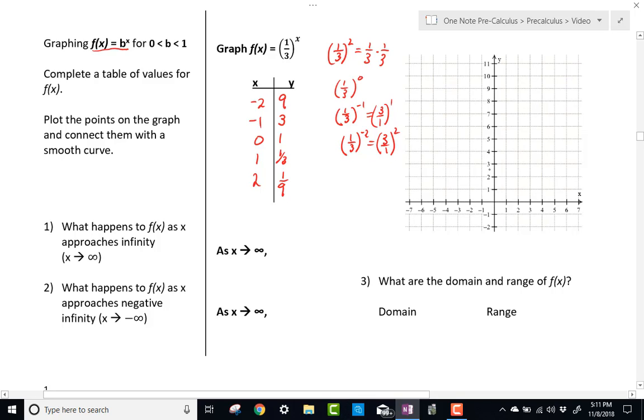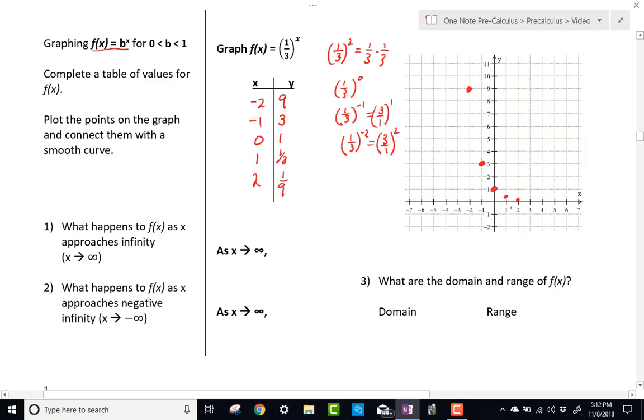All right, so here we go. Going from the negative side, at -2, I'm at 9. At -1, I'm at 3. So I dropped rather quickly. At 0, I'm at 1. At 1, I'm at a third. And at 2, I'm at a ninth.